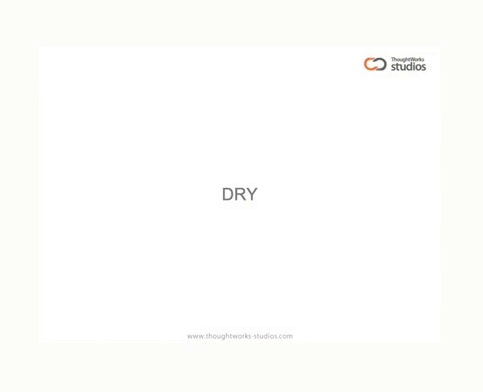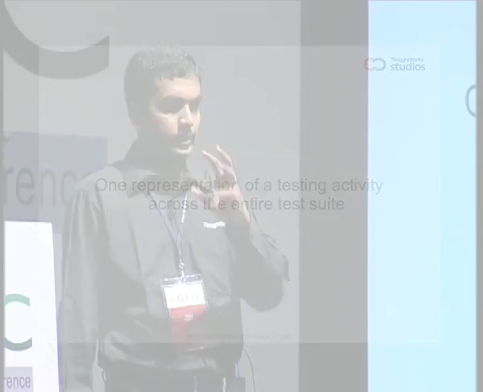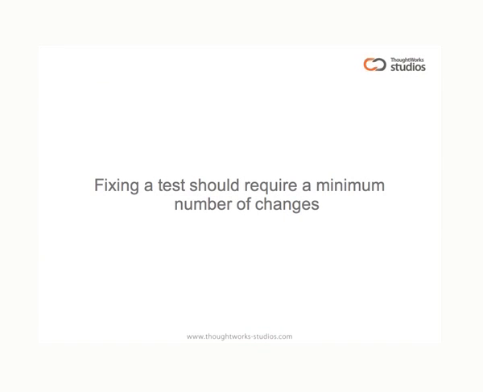I'm sure most of you would know what DRY means. It means don't repeat yourself. In the context of testing, it really means that it helps when we have one representation of a testing activity in the entire test suite. So for instance, what I mean by this is one place where we define how we log into the system, one place where we say how we transfer funds, one place where we say how you check the balance, and so on. The reason why this is important is because it's really in our interest to minimize the amount of work that we do when our application actually changes. And this is really about fixing a test should require the minimum number of changes.